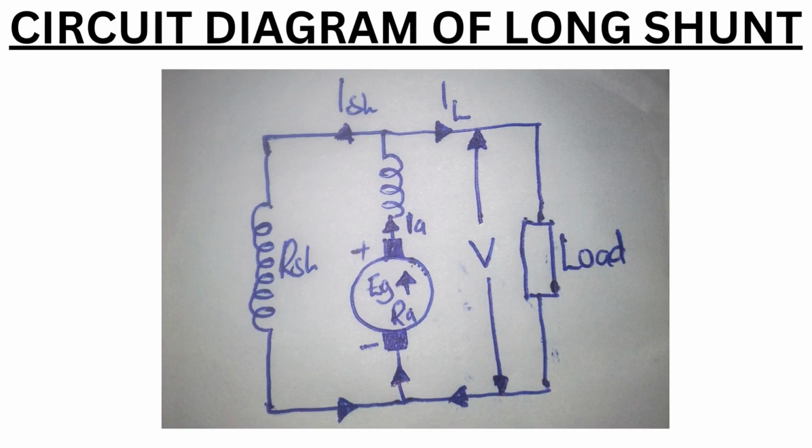Below is the circuit diagram of a long shunt. As can be seen, the shunt field winding is in parallel with both the armature and series field winding. RSE equals series field resistance. RSH equals shunt field resistance. RA equals armature resistance. EG equals output voltage. V equals terminal voltage. IL equals load current. ISH equals shunt current. IA equals armature current.